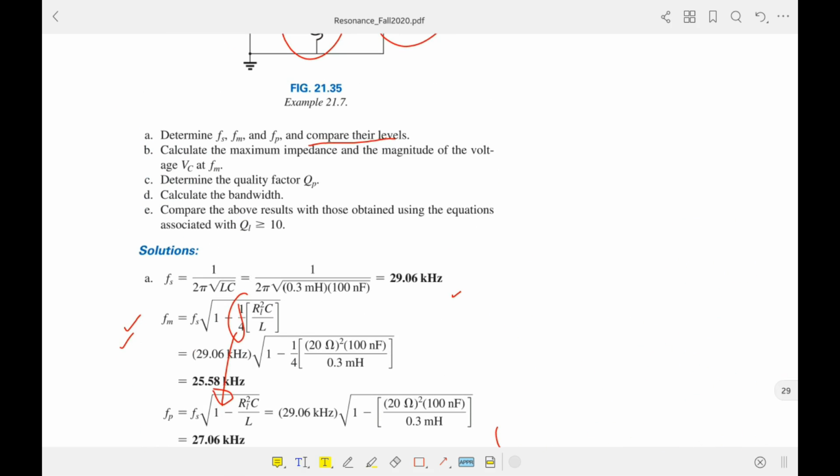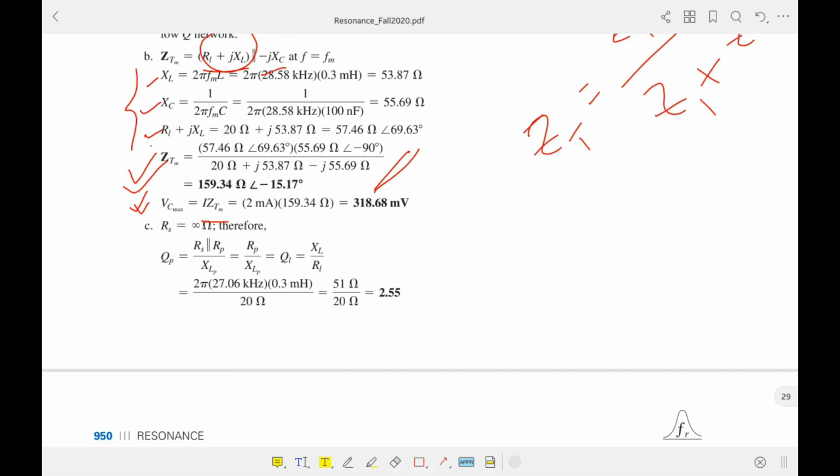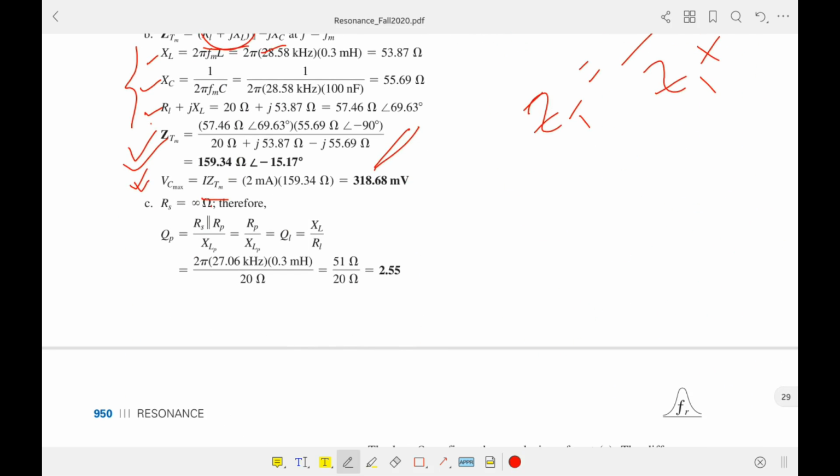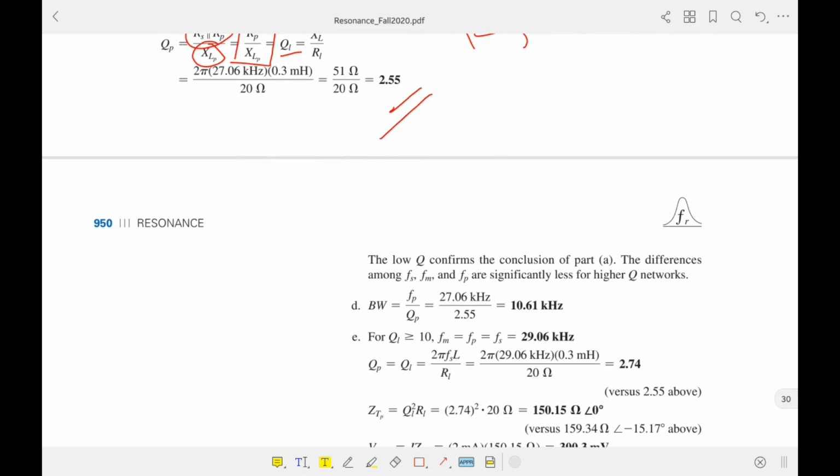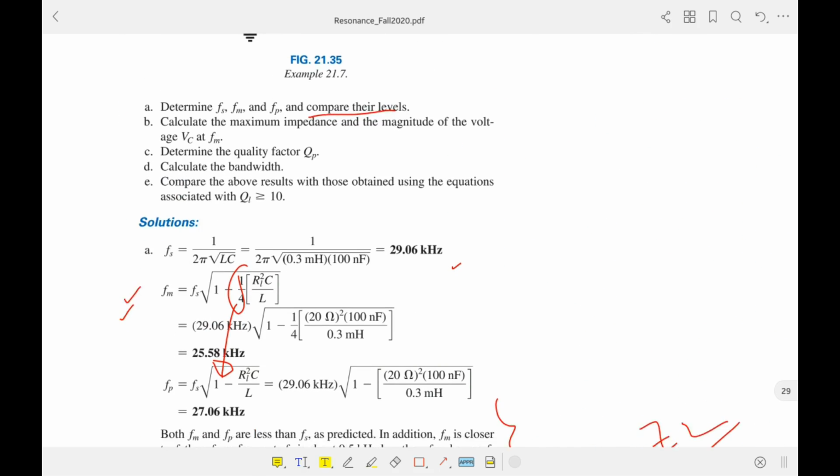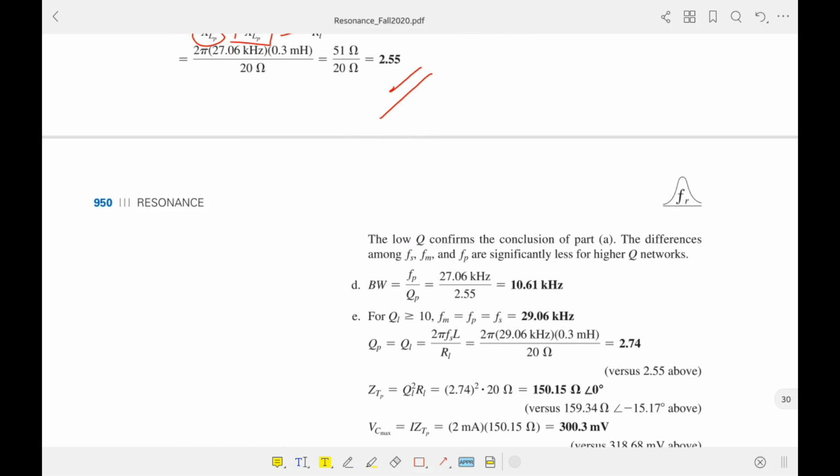Now question C, determine the quality factor Qp. Quality factor, previously the formula is RS parallel RP divided by XLP, and since RS equals infinity, it is just RP over XLP. And if you notice, this is equal to the quality factor of the coil. Why? Because RS is equal to infinity. So through this you can calculate the quality factor Qp. And question D asks you to calculate the bandwidth. So bandwidth equals Fp over Qp, a simple calculation.